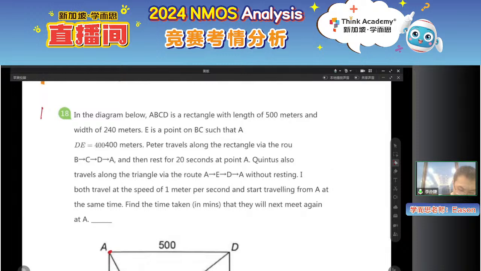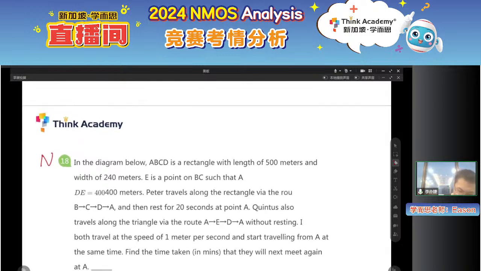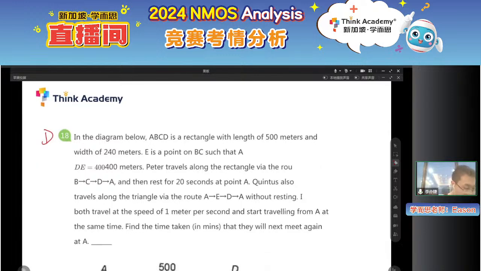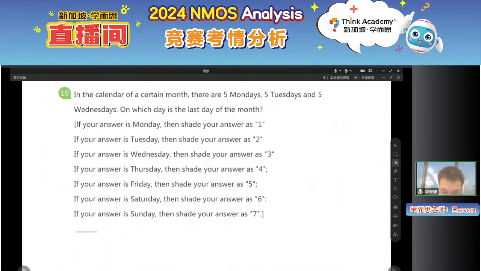So is this normal or difficult? Maybe difficult. I want to give it normal because just the LCM would work. If the LCM doesn't work, this should be a difficult question. But since the LCM works, maybe it should be normal. But anyway, I put it as difficult.